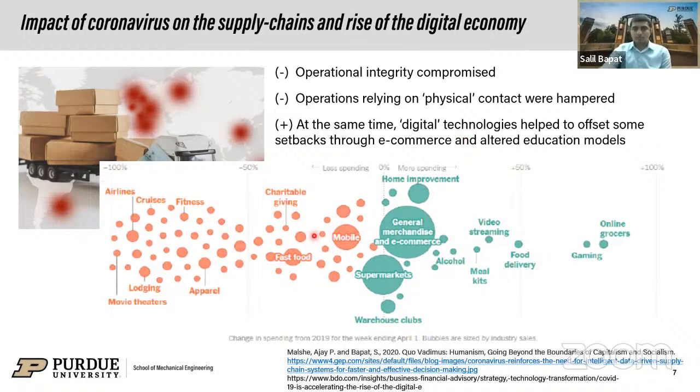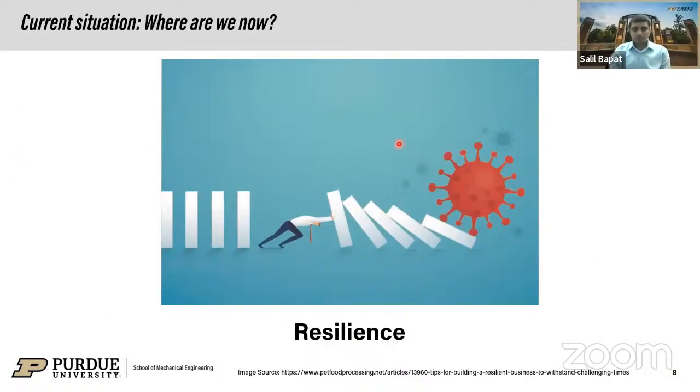But at the same time, you have rising digital technologies. And as you can see from Zoom meetings and everything, the digital thread helped compromise some of the ill effects of the coronavirus. But where we are really going is that what coronavirus really taught us was to be resilient. The picture summarizes where we are now: you have an impact of coronavirus, but what we need is resilience in the manufacturing enterprise or manufacturing supply chain.